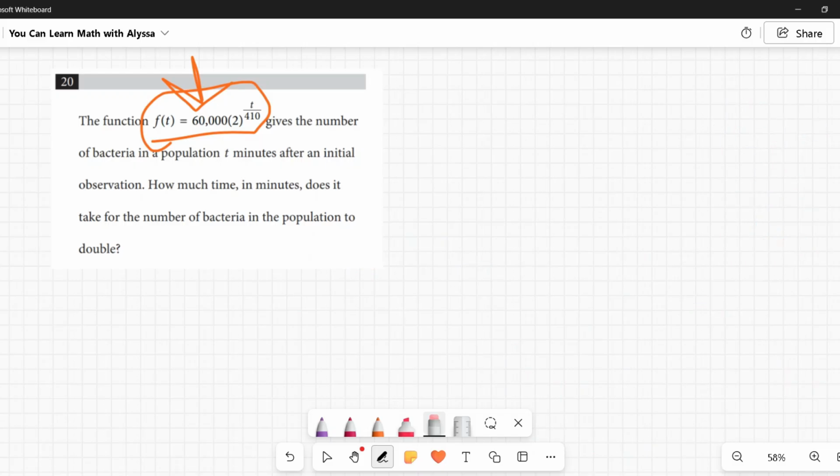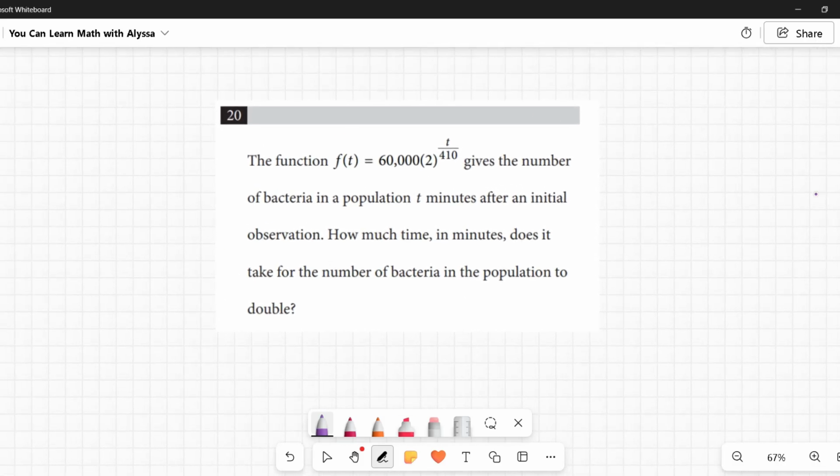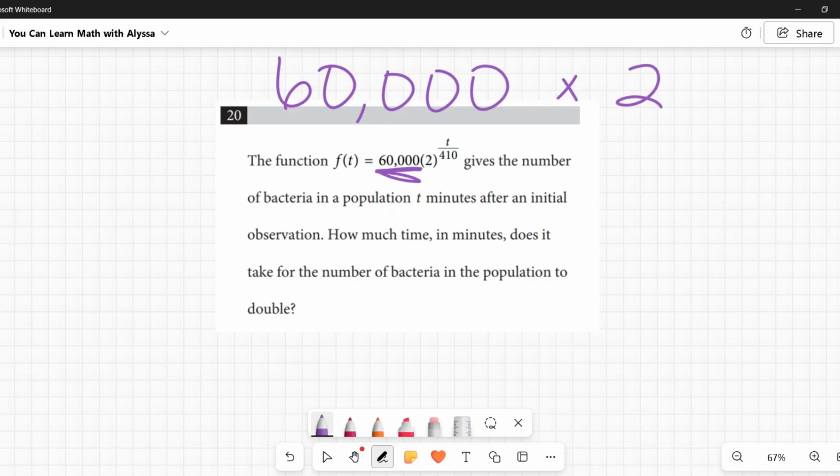Okay, so with that sort of housekeeping done, let's look at what they want to know. They want to know, how long does it take for this number of bacteria to double? So we know, because we know our pattern here, that the starting number is 60,000. That's how many bacteria we started with. So if it's going to double, what do we need to multiply 60,000 by to get it to double? We need to multiply that by 2, right? Well, are we multiplying it by 2? Kind of. That 2 is there, but it's 2 to the power of t over 410.